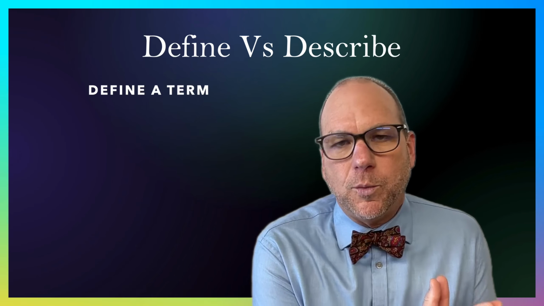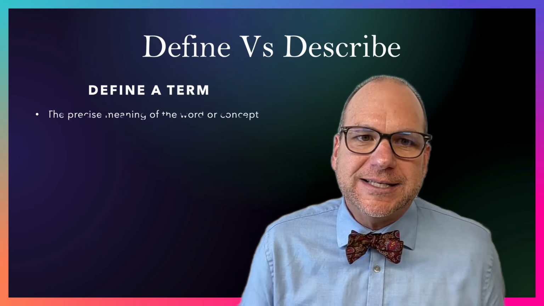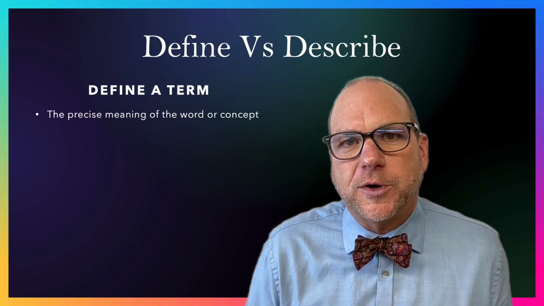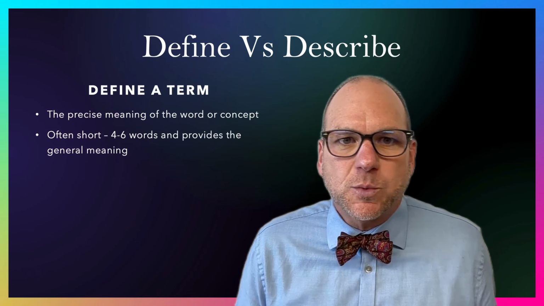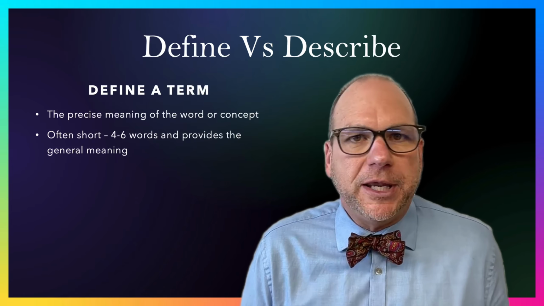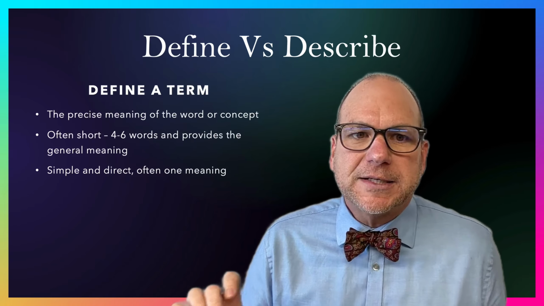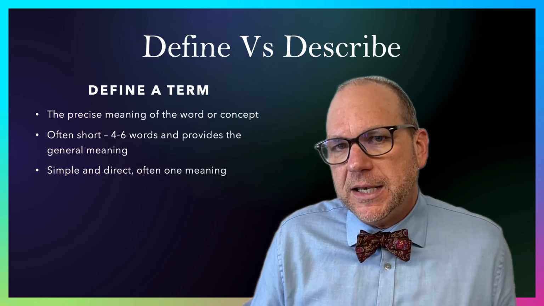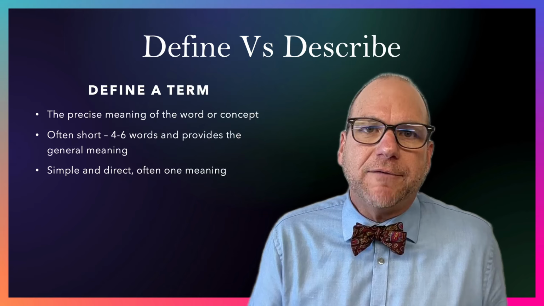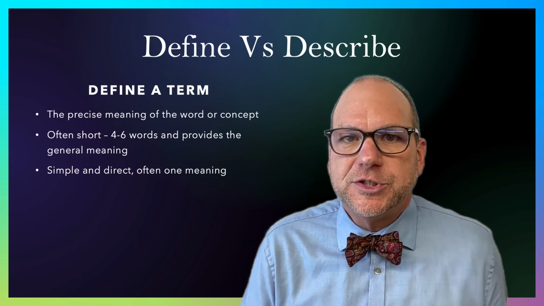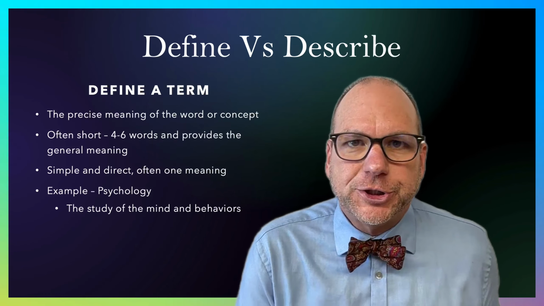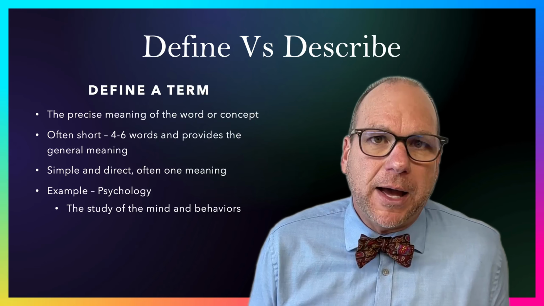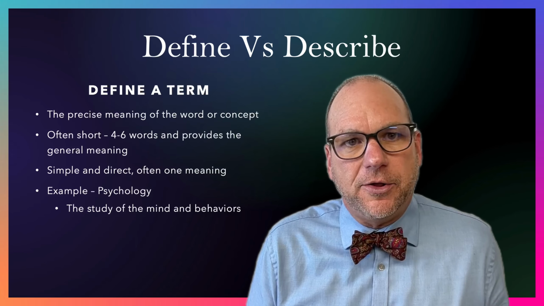And when we look at defining a term, a definition is simply the precise meaning of a word. If you look up something in the dictionary, for example, you might get like a 4 to 6 word definition that provides the general meaning of the word. And this is a simple, direct meaning. There's often one of them. And even though words might have multiple meanings, generally when we say define this word, we're giving the one meaning that's relevant to our definition of the term. In this case, if we look at the word psychology, for example, it is the study of mind and behaviors, and that's the definition of psychology.